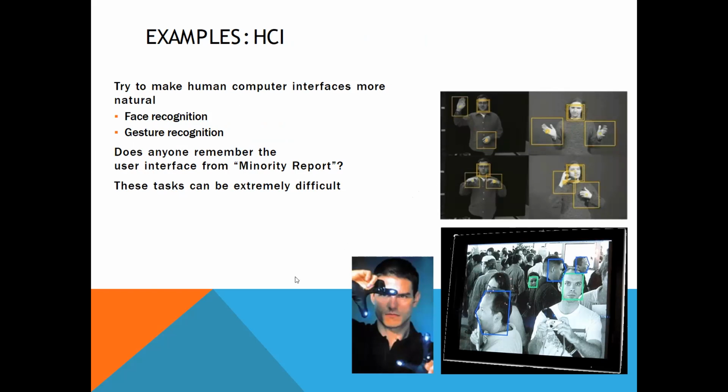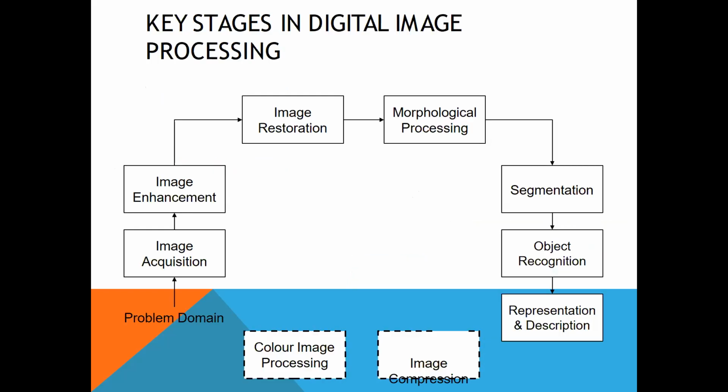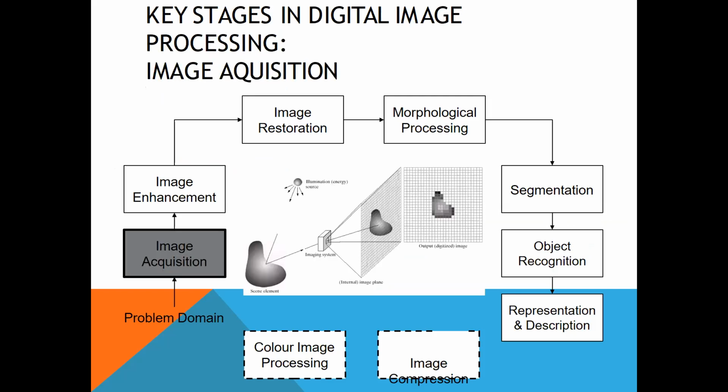So, key stages in digital image processing. First is the problem, then image acquisition, image enhancement, image restoration, morphological processing, segmentation, object recognition, representation and description. So this is color image or image compression. It all depends upon it, on which type of model you are preferably using for that purpose.